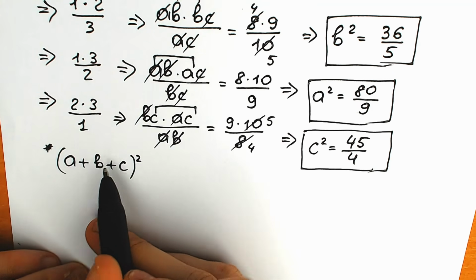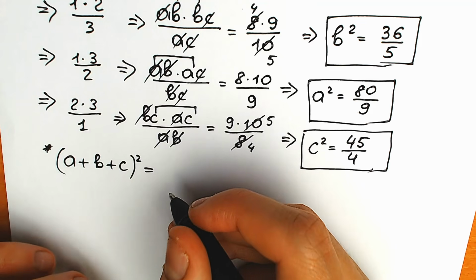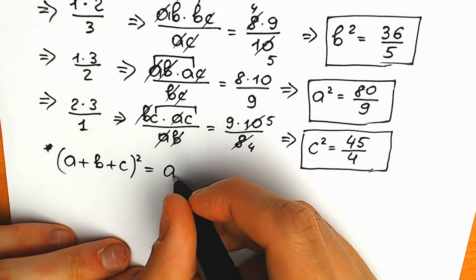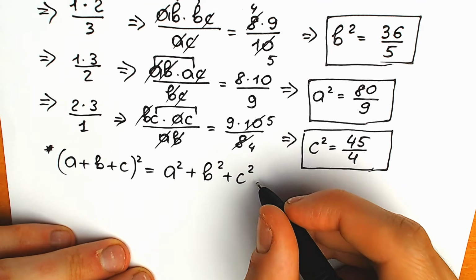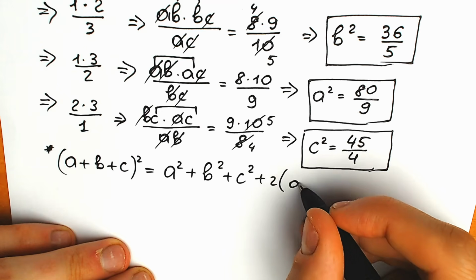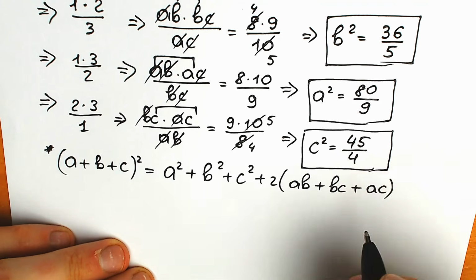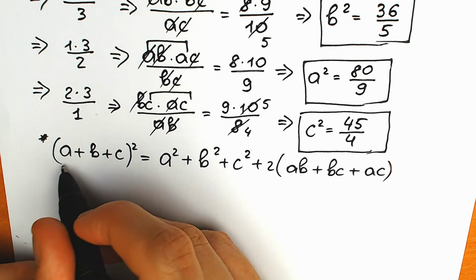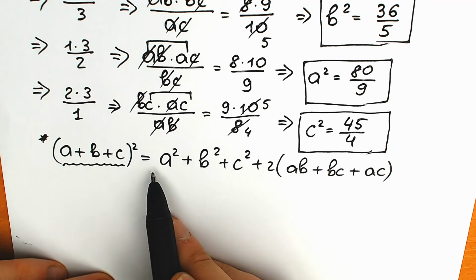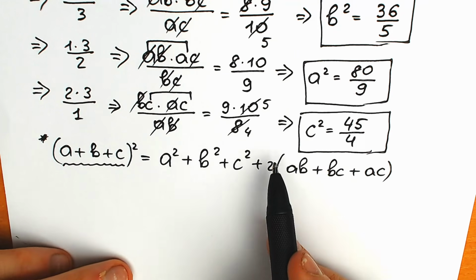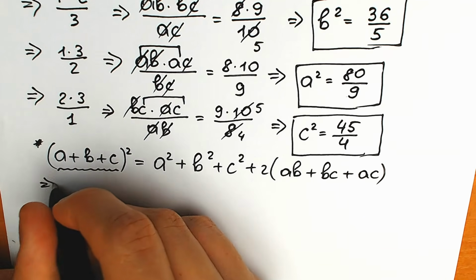We need to solve for A plus B plus C, and this is equal to, I'm not sure that you know this identity, but maybe this is something new you will learn: A square plus B square plus C square plus 2 times AB plus BC plus AC. This is our identity. And now, let's look closely. What do we know? This is the expression that we need to find, A plus B plus C. On the right side, we have the sum of squares. We know everything about it. And we know the products AB, BC, and AC from the beginning. So now, let's plug in everything and simplify it.